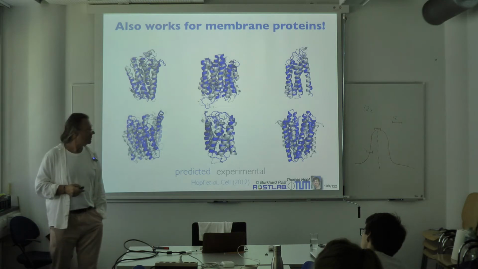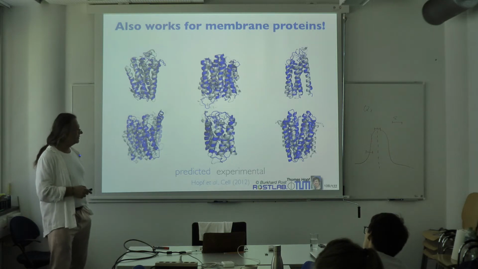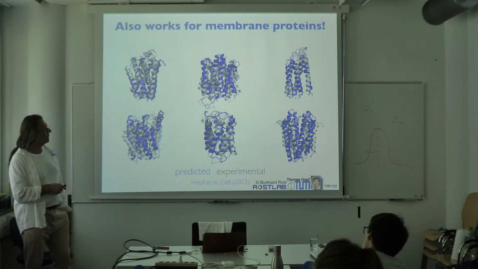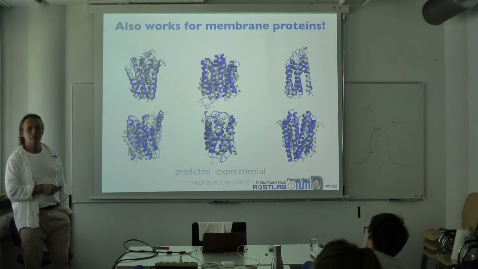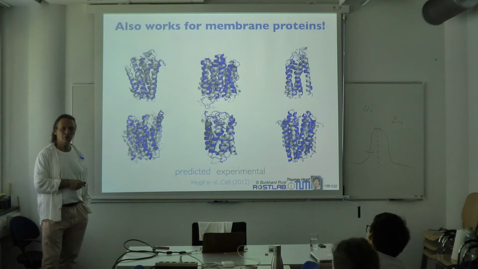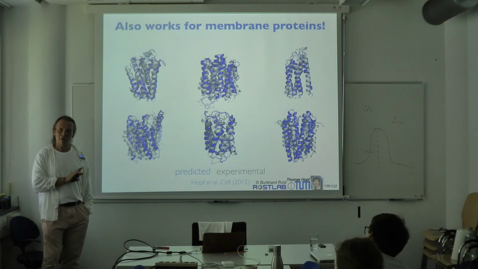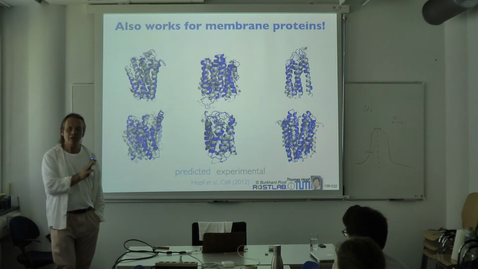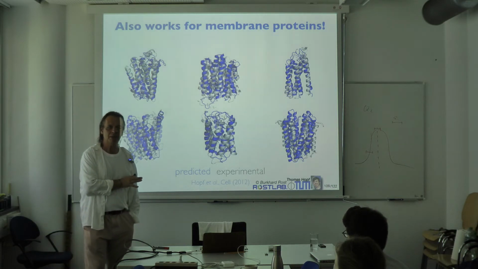Because now there has recently been a publication from the lab of David Marks and Chris Sander. The first author is Thomas Hopf, predicted in blue, experimental in gray, membrane proteins that were predicted here in 2012. For none of those an experimental data set was available. All of these are complete predictions, completely blind predictions. So they are not similar to any protein of known structure. For none of those comparative modeling could be applied.